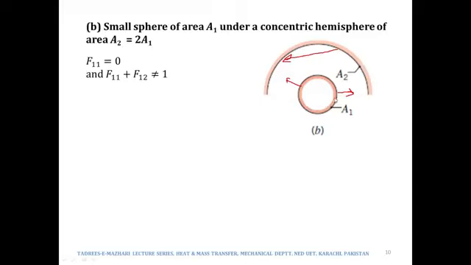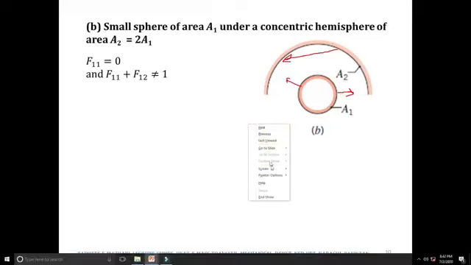Is it true? Is the radiation which is leaving 1 only being incident upon 2? The answer is no, right? Because there is some radiation which is leaving 1 and this radiation is not being incident upon 2. So the summation of these two terms will not be equal to 1.